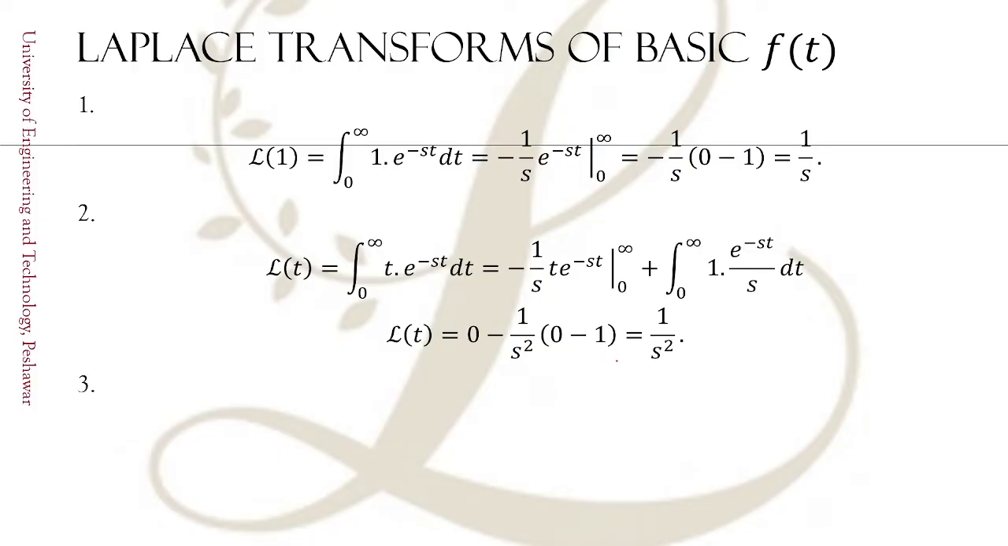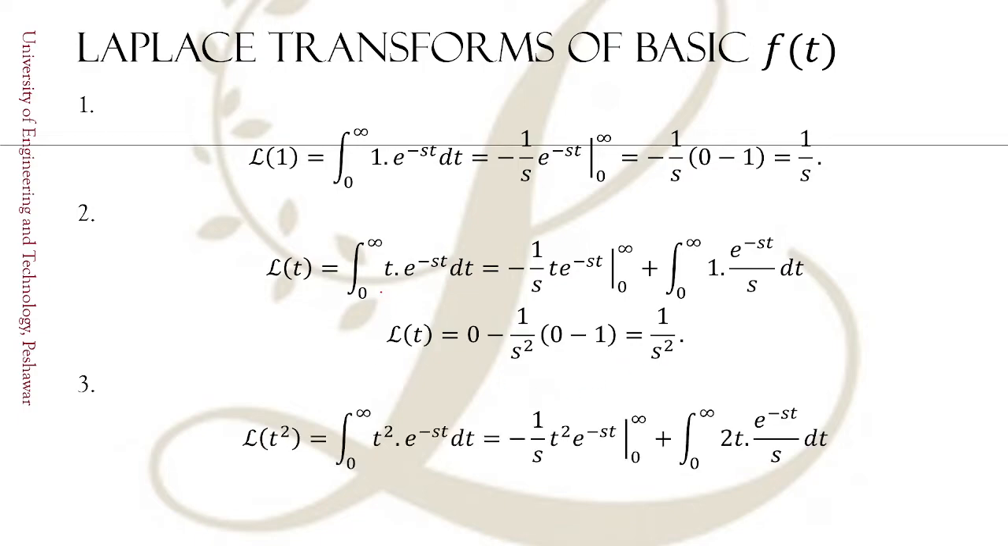Now, what about Laplace of t square? If you want to find Laplace of t square, the concept is exactly the same. We just replace this t with t square, and applying integration by parts, the derivative of t square will be 2t, whereas the integral in the first step and the second step will be e power minus st divided by s. And this is what, 2t e power minus st divided by s. 2t is coming from here. If we take the derivative of t square, we get 2t. And again we take the limit as t goes to infinity. t square e power minus st will give you 0, and at t equal to 0 this will also give you 0. So in both cases, this term vanishes.